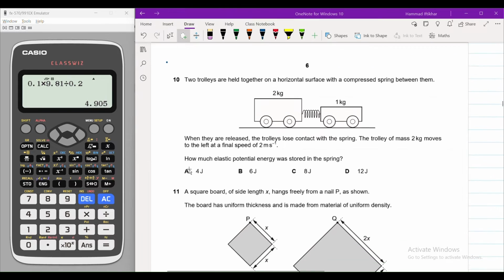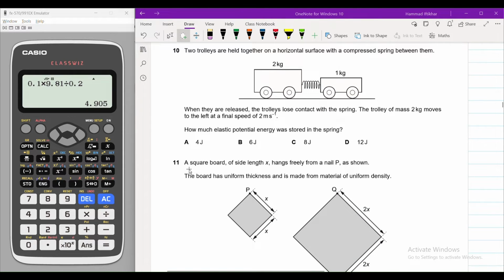Okay, all right. Two trolleys are held together on a horizontal surface with a compressed spring between them. When they are released, the trolleys lose contact with the spring. A trolley of mass 2 kg moves to the left at a final speed of 2 meters per second. We don't know the speed of the other, but we know that once they're released, the momentum will be the same. So 2 times 2 is 4, so 1 times 4 will be equal to 4.